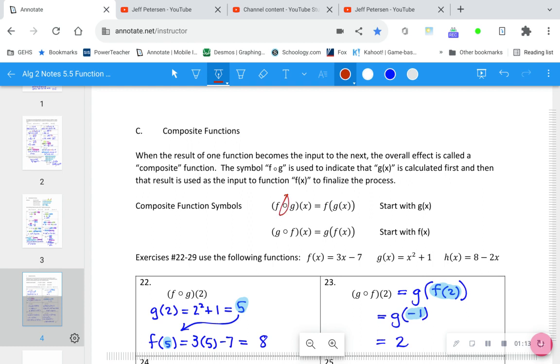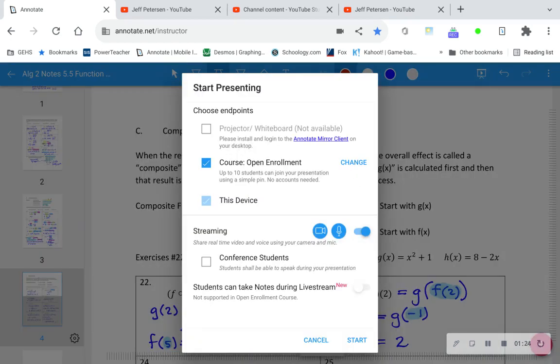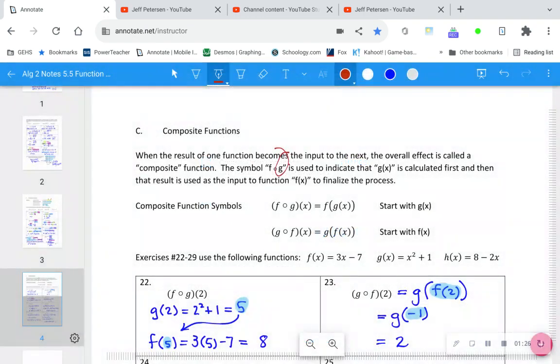Now there's a new symbol here, that little circle, f circle g. You read it as if it were the letter O. So this would be f o g. Sorry, this would be f o g. And we've got another one down here, g o f of x. So you read it as if it were the letter O, and you keep the letters in the same order, but you nest them. So you've got one of them inside the other one, is kind of the idea here.